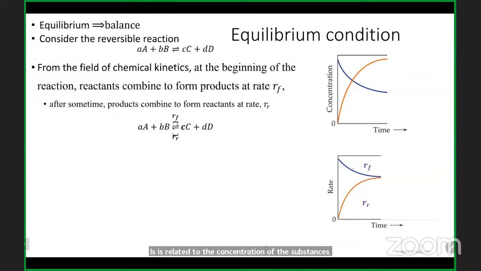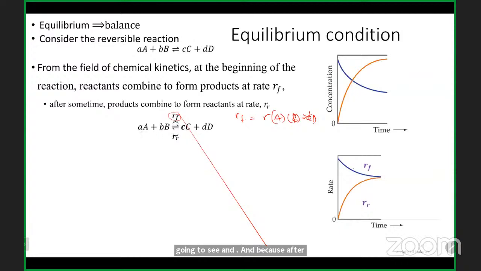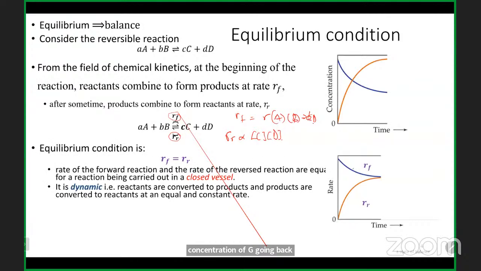Now, if we consider the reaction A plus B going into C and D, the rate of that reaction, which we refer to as the rate of forward reaction, is the rate of A and B going to C and D. And because after some time C and D also combine to give A and B, we also have the reverse rate of reaction, RR, which is proportional to the concentration of C and the concentration of D, going back to the reactants.